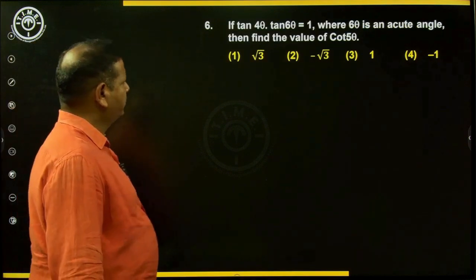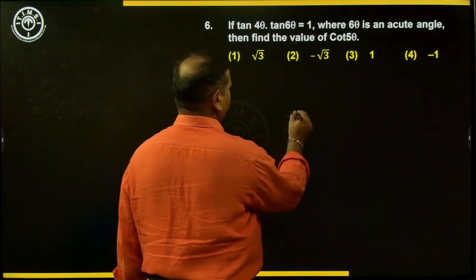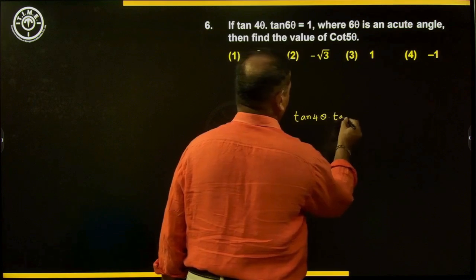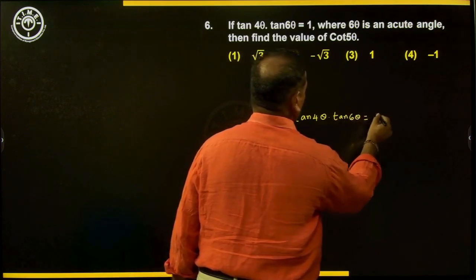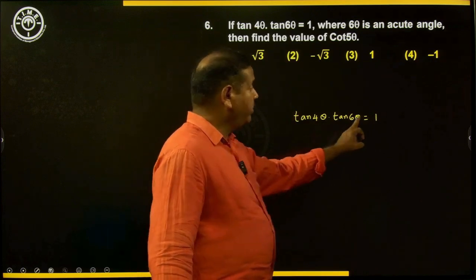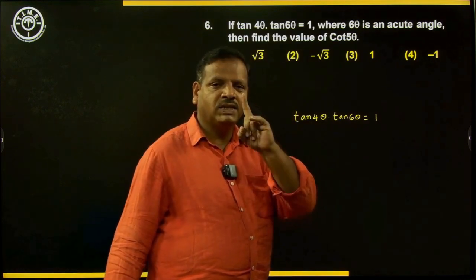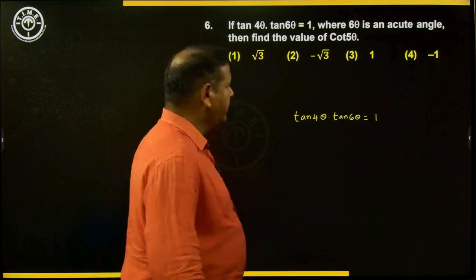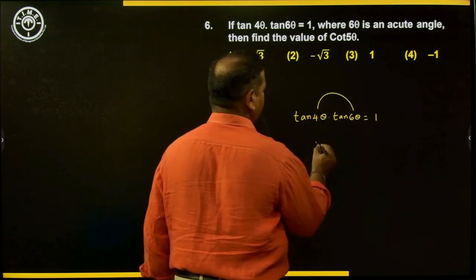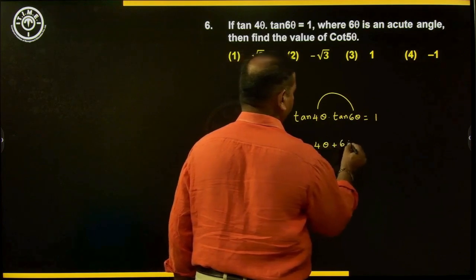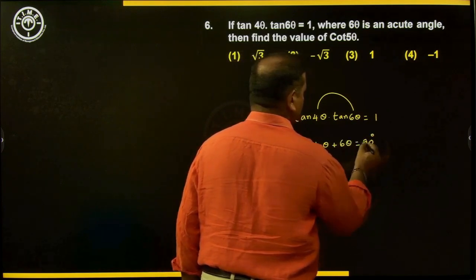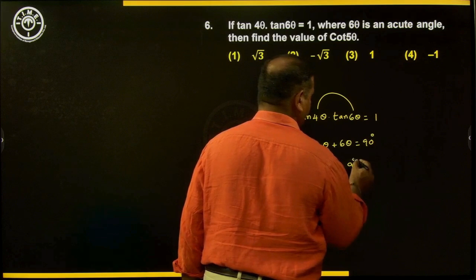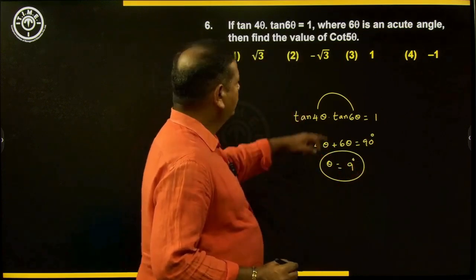Now, move to the next question. Tan 4 theta into tan 6 theta equal to 1. It's very clear: tan A into tan B is equal to 1, where A plus B is 90 degrees. That means these two together are 90. 4 theta plus 6 theta is equal to 90. 10 times theta is equal to 90. What is the theta value? 90 by 10, which is 9 degrees.